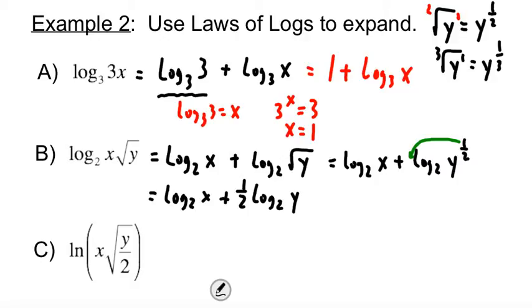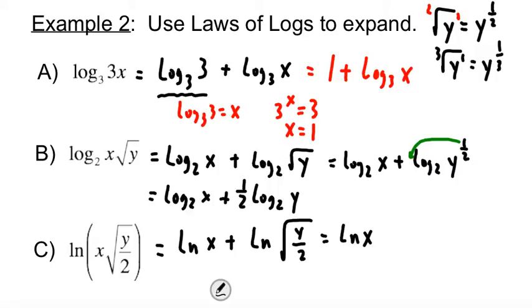All right, so now let's come down here and look at this natural log problem. So natural log, the same rules apply. It's still a logarithm. So I'm going to pull this apart. I've got the natural log of x times the square root of y over 2. So I'm going to pull this apart: the natural log of x plus the natural log of the square root of y over 2. All right, so that natural log of x, I'm just going to leave alone. There's nothing left to combine or do anything else with there.